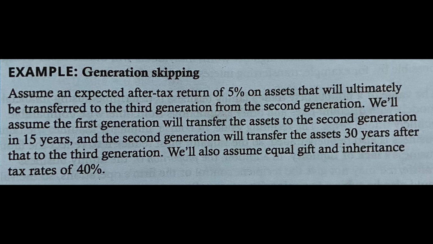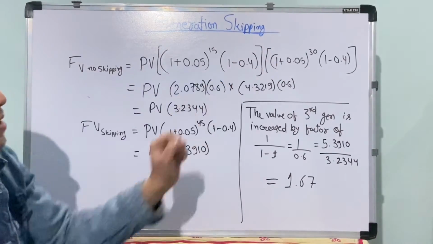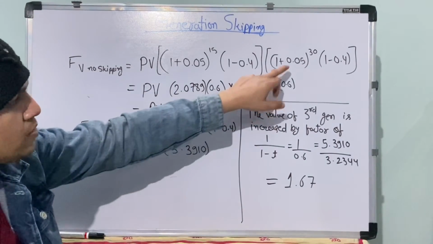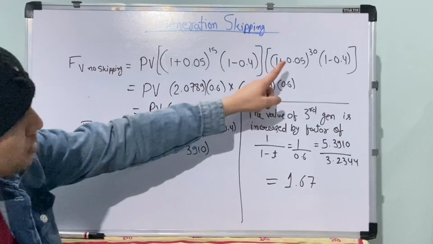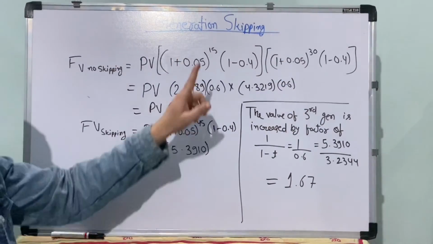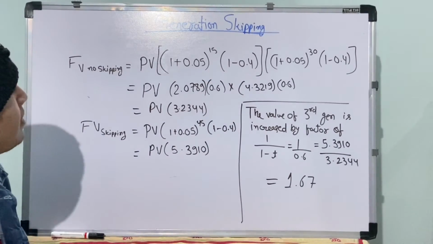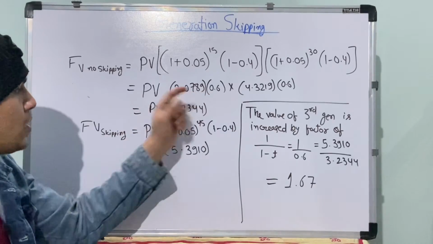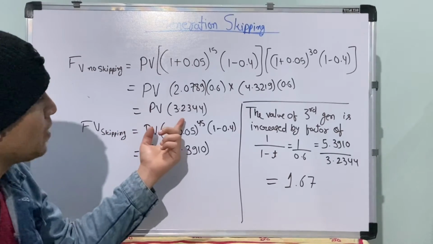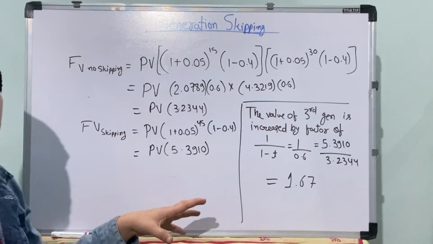Now, you can see here, if we don't go for generation skipping, the first generation had the money and transferred it after 30 years to the son, the second generation. So 30 years of compounding, 40% taxes, the rest of the amount goes to the second generation, which again compounds it for 15 years and then it goes to the third generation with 40% tax. In such a case, you can see the value of that bequest will be 3.2344 times the present value.